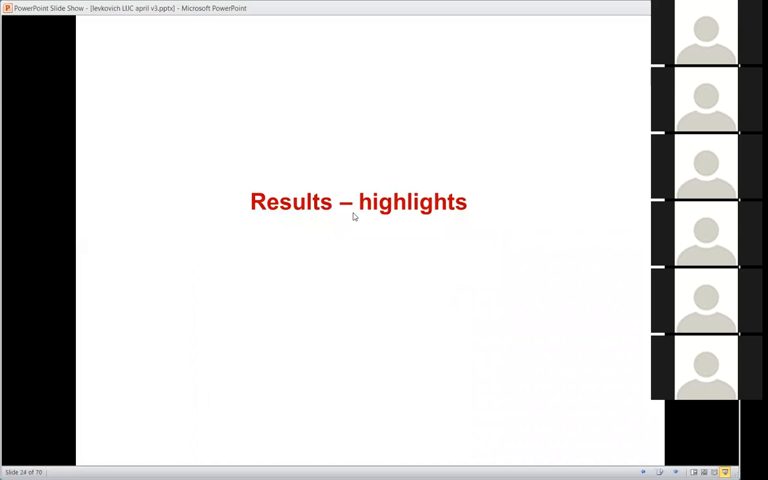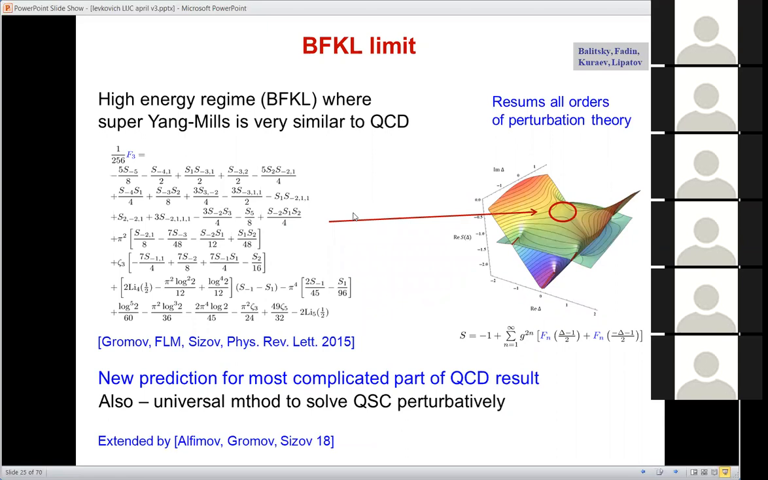Of course, numerics is not the only way that we can solve the system. Also, there are many analytic results. So, for example, one particular point on this curve near spin equal minus one corresponds to the BFKL regime, where in fact the results in N=4 and QCD become very similar. And N=4 captures the most complicated or highest transcendentality part of QCD results. So this limit is when spin goes to minus one and coupling goes to zero at the same time. And because of some singularities, it requires a resummation of all orders of perturbation theory.